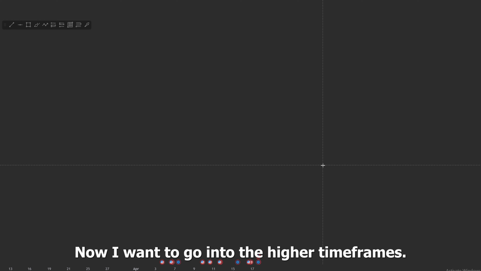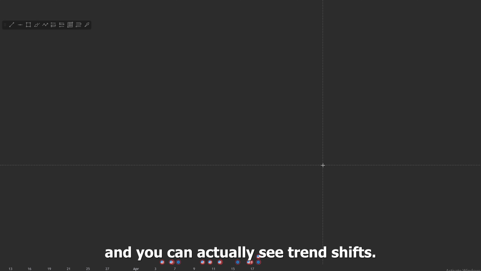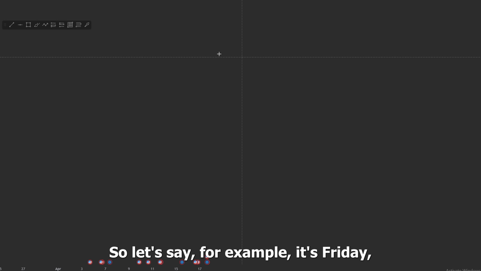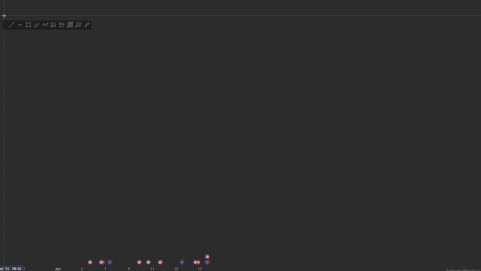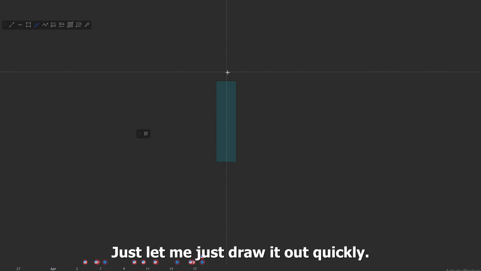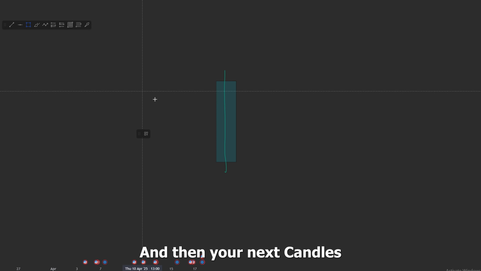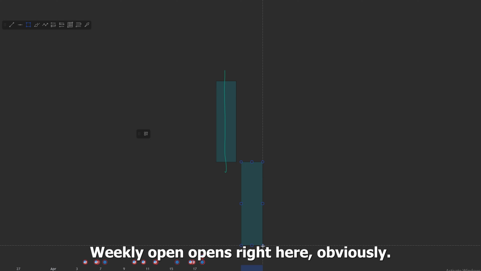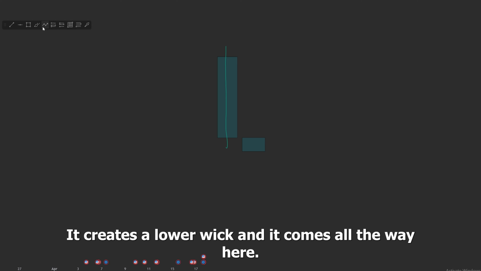Now I want to go into the higher time frames, and this here is going to give you about a 90% win rate if you master this, and you can actually see trend shifts. So let's say, for example, it's Friday, okay, and then a weekly open comes. As you can see, this is your previous weekly candle. Let me just draw it out real quickly. This is the wick. Now this is a bearish candle, and then your next weekly candle opens right here, obviously. And let's say what it does here, it creates a lower wick and it comes all the way here.